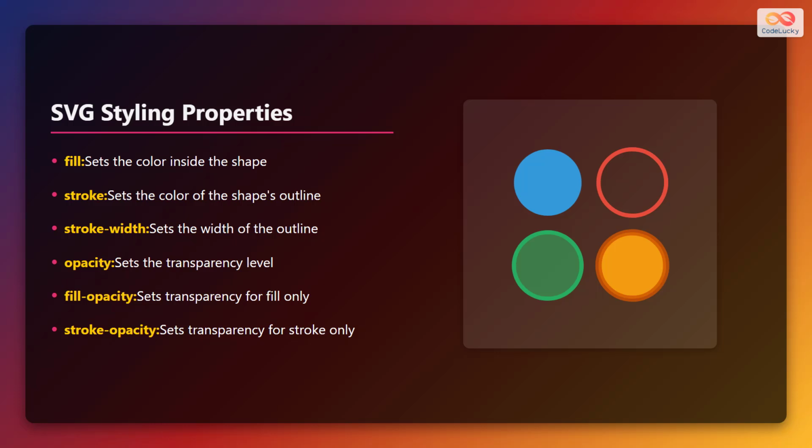SVG styling properties allow for precise control over the appearance of SVG elements. The fill property sets the color inside a shape. The stroke property sets the color of the shape's outline. The stroke-width property sets the width of the outline. The opacity property sets the transparency level of the entire element. The fill-opacity property sets transparency for the fill only. And the stroke-opacity property sets the transparency for the stroke only.